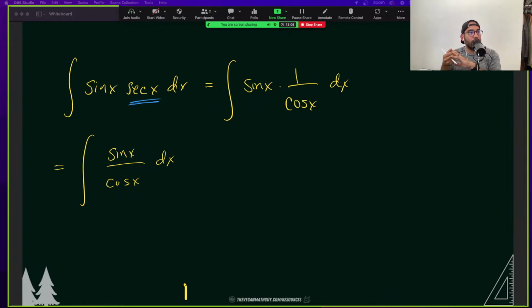Lava Mob 64, yes, you are absolutely correct. That's exactly what we did. We rewrote the secant as 1 over cosine, and then we're going to use u-sub. In this case, I like to show all the work: make my u equal to my cosine of x, and my du is equal to negative sine of x dx. And there's many different ways that people solve this.